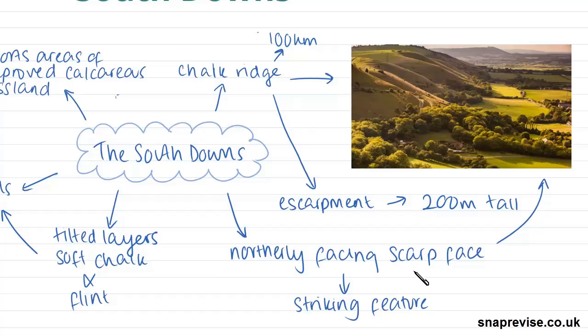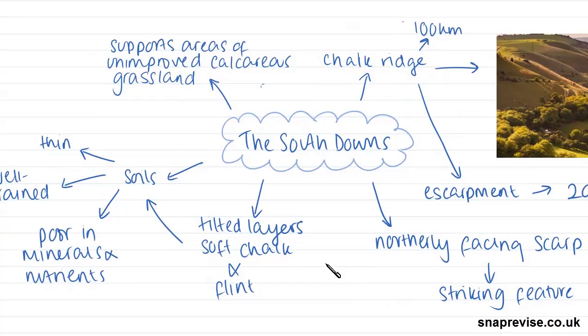As you can see, this northerly facing scarp slope, which we can see in this photograph here, is a really striking feature of natural beauty. The reason why the South Downs is an exciting and important ecosystem to look at is because of the underlying geology. This consists of many chalk layers and also layers of flint. So this gives it very specific characteristics.